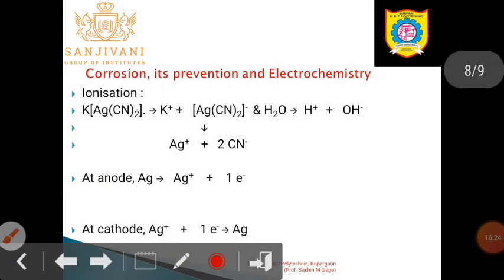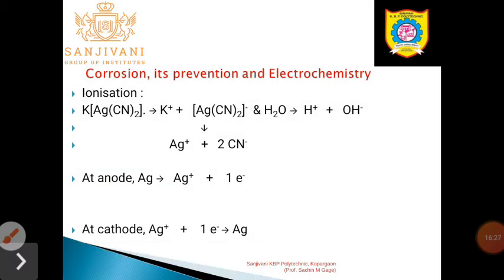reaction here? Once we pass the electrical current into the electrolyte, this potassium argentocyanide, that is your electrolyte, gets ionized into K+ and Ag(CN)2-. Ag(CN)2- again gets ionized into Ag+ and CN-. As it is an aqueous solution, it contains water, and water also gets ionized into H+ and OH-. So in the electrolyte we have three types of cation, K+, Ag+ and H+.